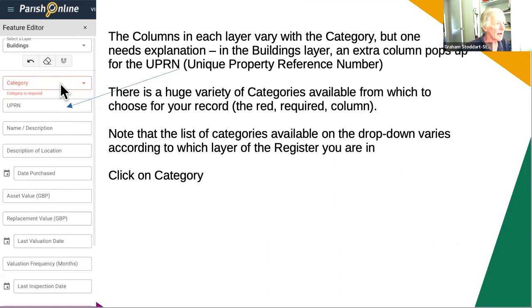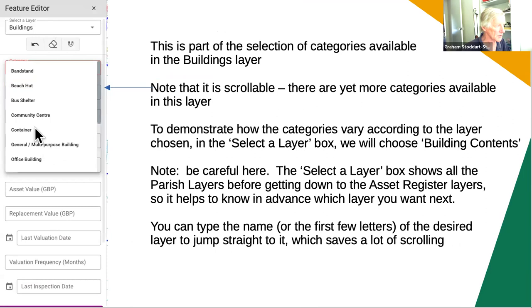And if you click on there, you'll see that there is a whole bunch of options offered. This is a scrollable list, so you need to scroll down and go all the way through the alphabet. And then the category changes for each type of item that you're selecting. So if you choose, for instance, building contents rather than building, this is buildings. But if you go to building contents, then you get a completely different bunch. And each category has a different layer of columns associated with it.